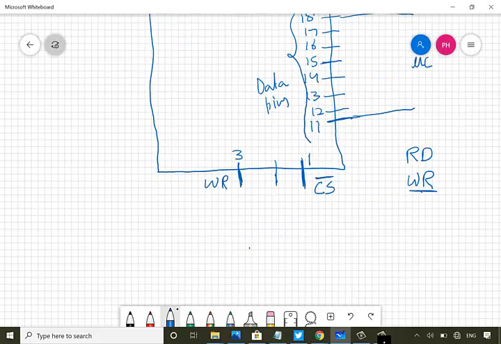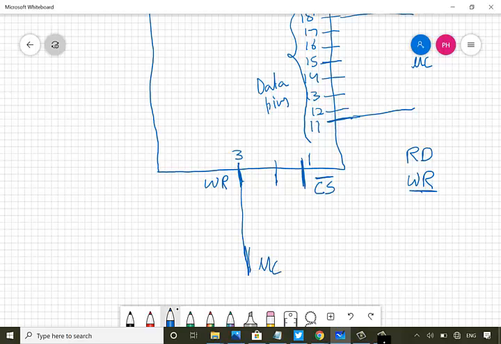It will also be connected to the microcontroller, and the microcontroller will send a low to high pulse. Whenever the microcontroller sends a low to high pulse to this pin, ADC will start the conversion. Whatever the input data is there, it will start converting it into the digital data. A low to high pulse from the microcontroller. Then we have read. It's pin number 2.